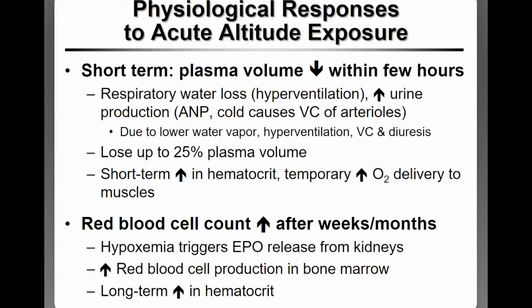So this will result in a short-term increase in hematocrit, where if we take that column of blood and we reduce our plasma volume, our hematocrit has now relatively increased in relation to that total blood volume. However, our hematocrit itself has not yet increased. Our hematocrit will increase, but this takes weeks to months to occur. So the hypoxemia, or the low oxygen content in the blood, triggers erythropoietin release from the kidneys. And as you remember, this increases red blood cell production in the bone marrow and results in a long-term increase in hematocrit.